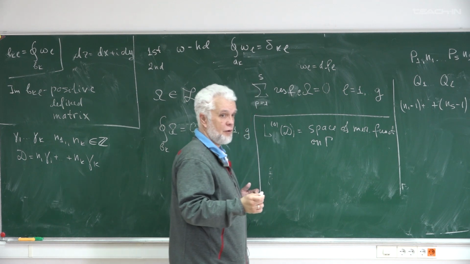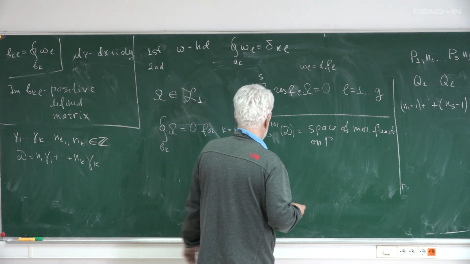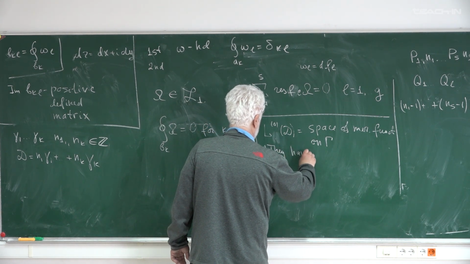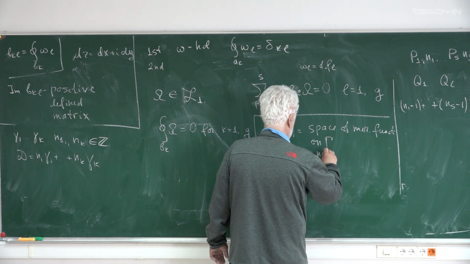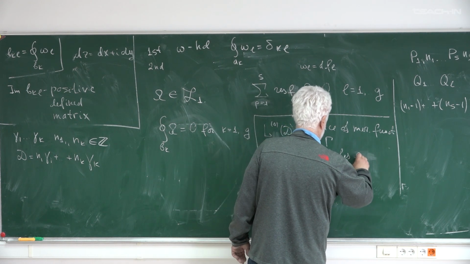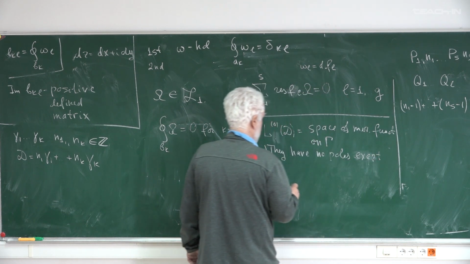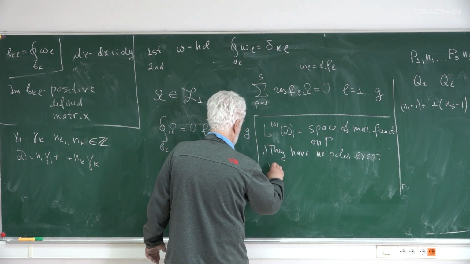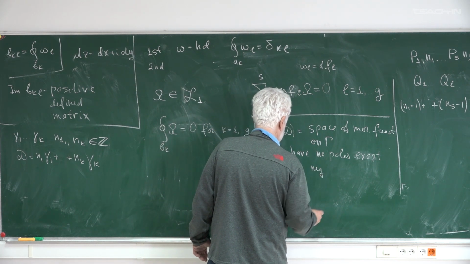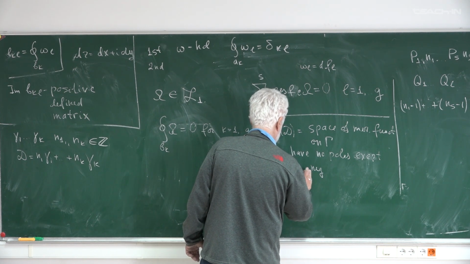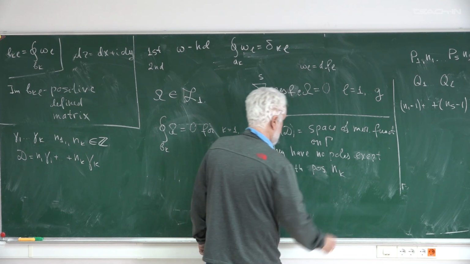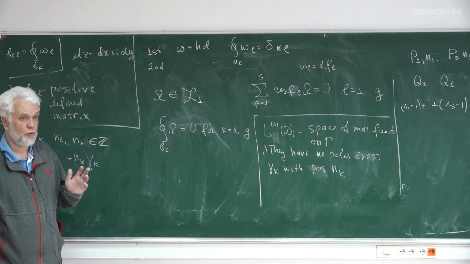With the following properties. First of all, they have no poles except at points gamma k. They have the following constraint.